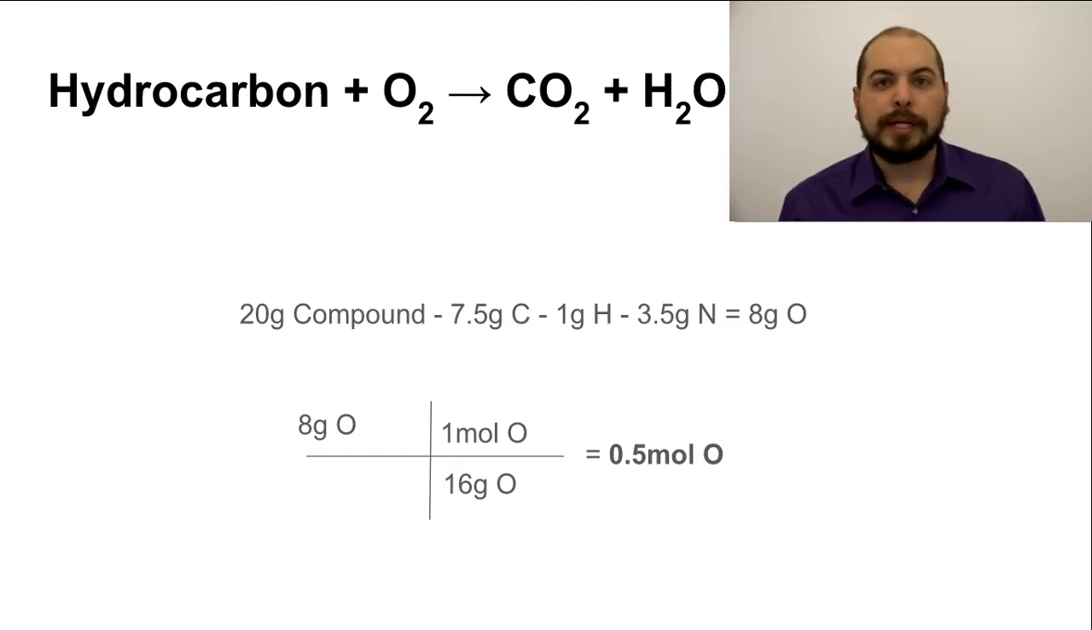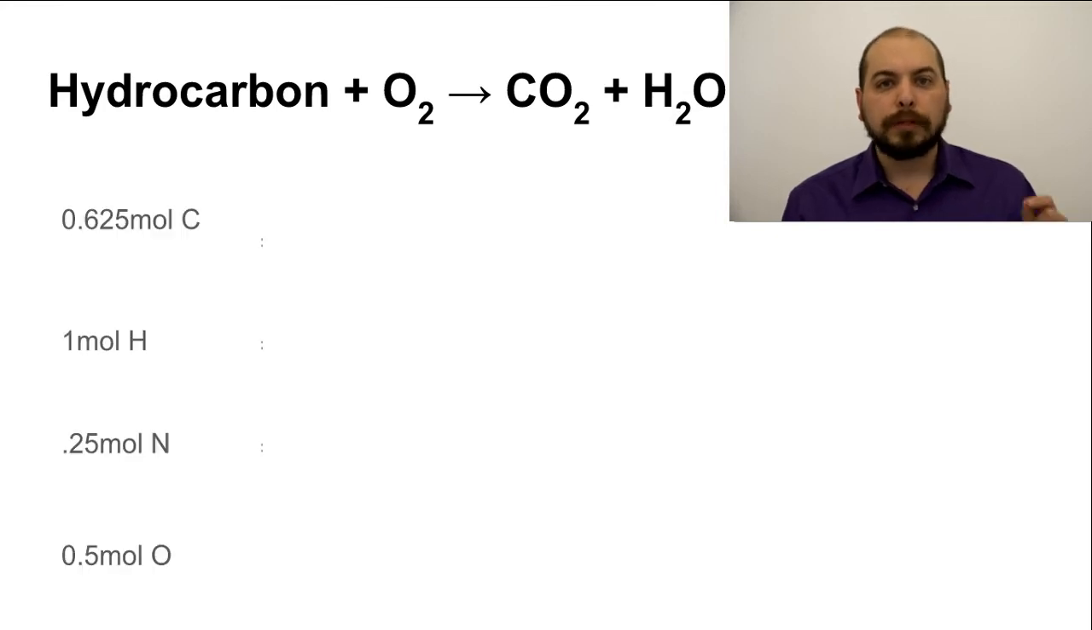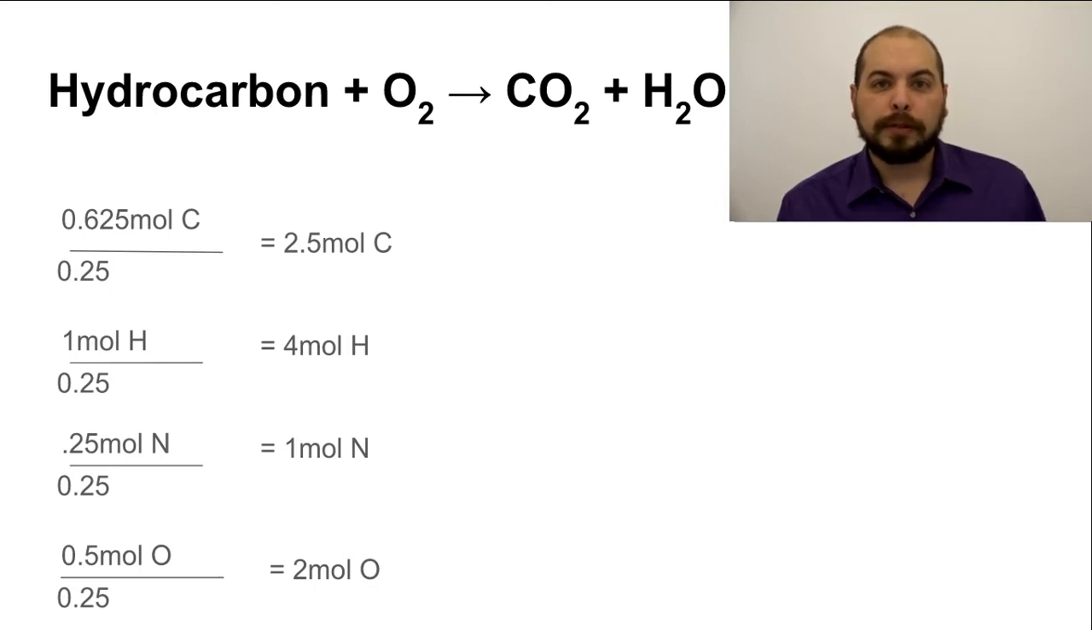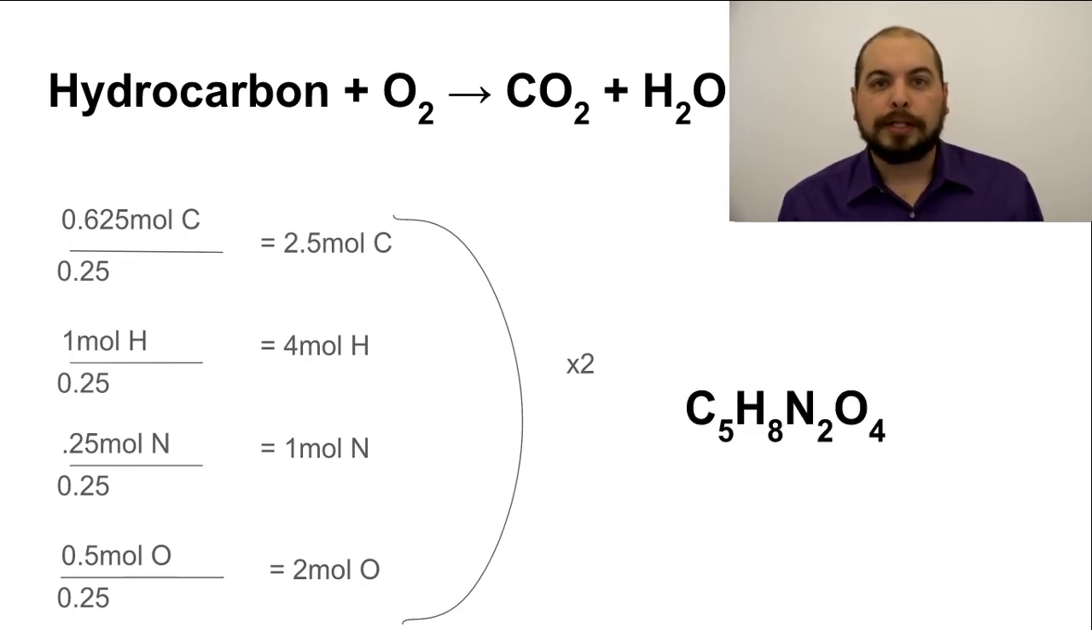Now we have all of the information we need to find the empirical formula of this compound, because we have the number of moles of each element within. So now we divide by the smallest number. The smallest number of moles that we have is that of nitrogen, which is 0.25. So we divide every single value by 0.25. As a result, we end up with 2.5 moles of carbon, 4 moles of hydrogen, 1 mole of nitrogen, and 2 moles of oxygen. Now remember, because carbon has 2.5, we can't have an empirical formula with a decimal point. We need to multiply everything by 2. So our final empirical formula for the compound is going to be C5H8N2O4.